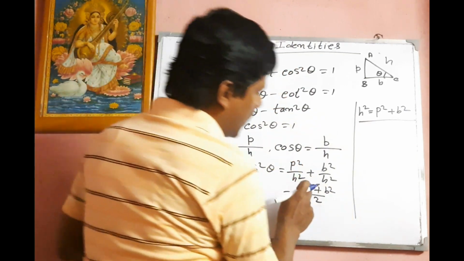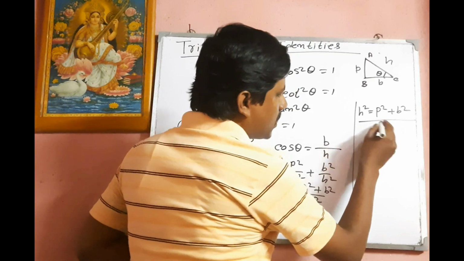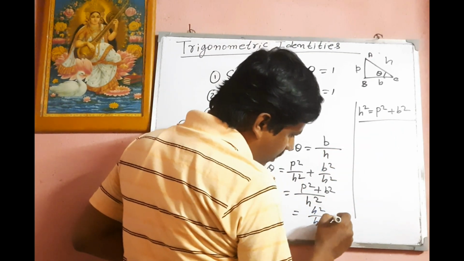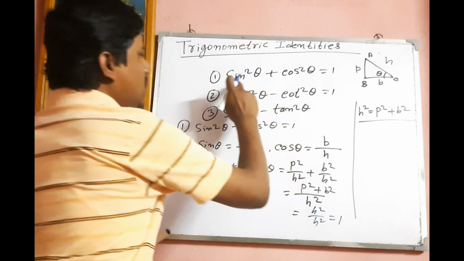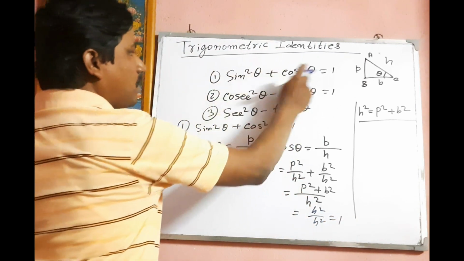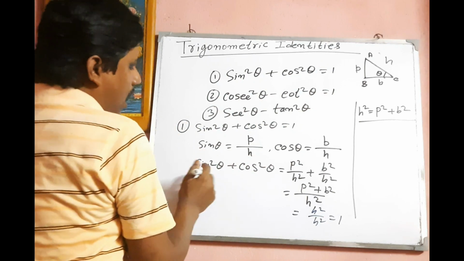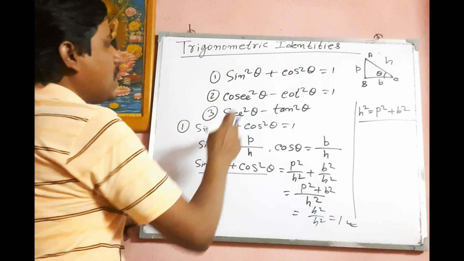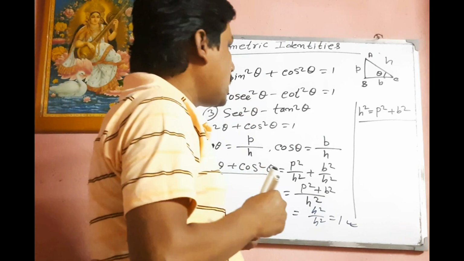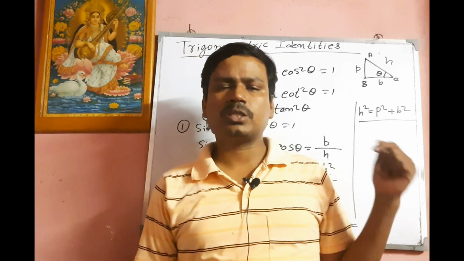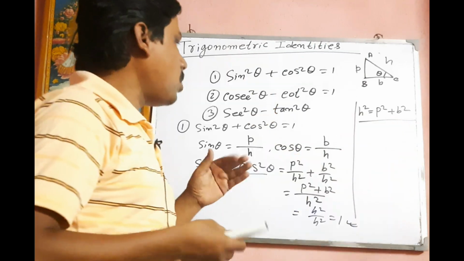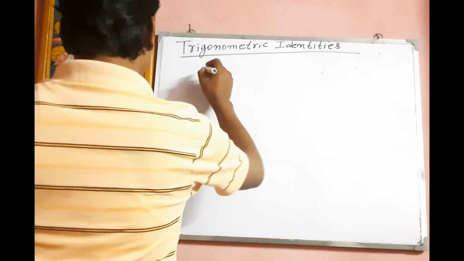Now p square plus b square is equal to h square. If we put here h square by h square, it is equal to 1, which is our required result, that is sin square theta plus cos square theta is equal to 1. Similarly, the remaining two formulas can be proved. These three formulas are important for this chapter. Now we move to the next section.